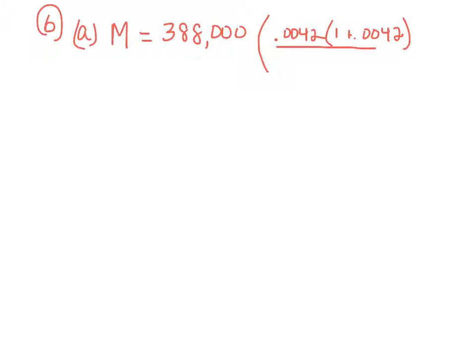Now N. In the second line down above Part A, it says N is the number of monthly payments. Well, it's a 30-year mortgage, and there's 12 months in a year, so just do 30 times 12, and that's going to be 360. So this is to the 360th power. And then in the denominator, I do 1 plus 0.0042 to the 360th power, minus 1.